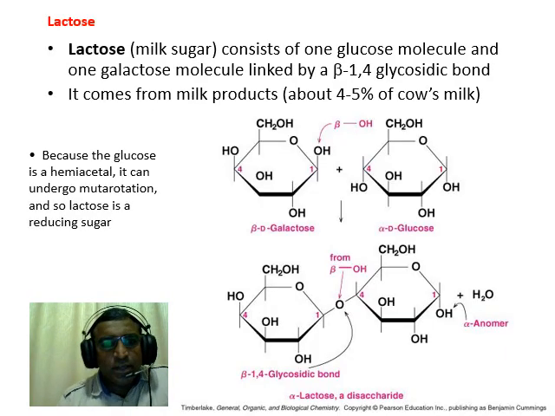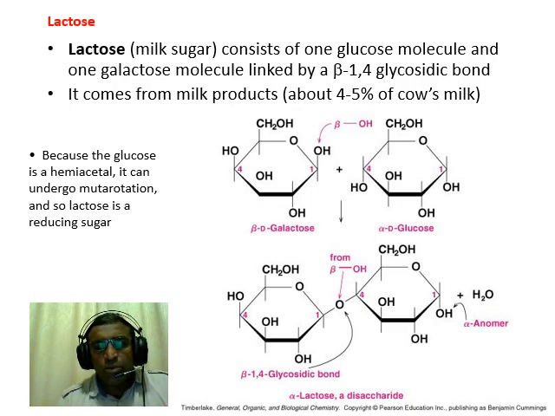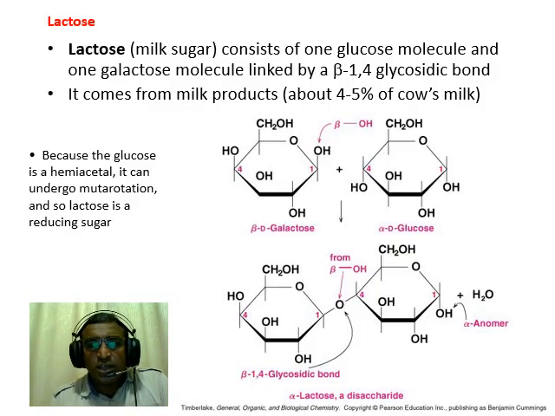Just like maltose, lactose is also a reducing sugar because one of its members is hemiacetal and therefore can mutarotate to reveal the carbonyl group. Lactose is made up of glucose and galactose, unlike maltose, which is glucose and glucose. And the bond that keeps together this disaccharide is beta 1,4 glycosidic bond.